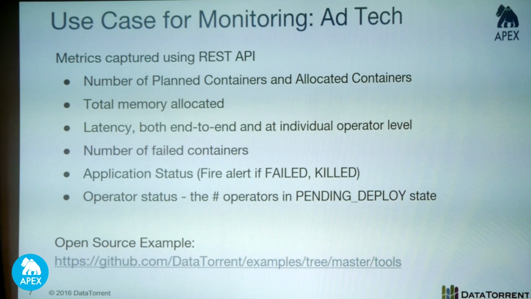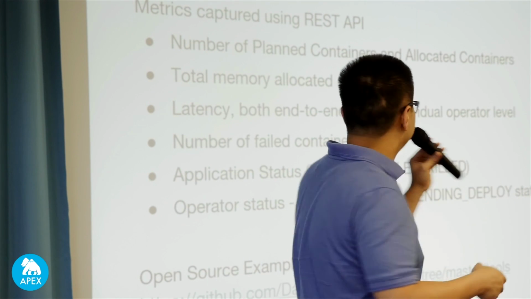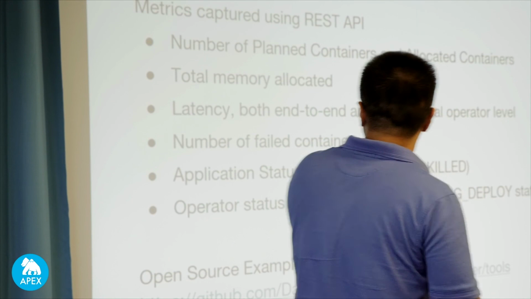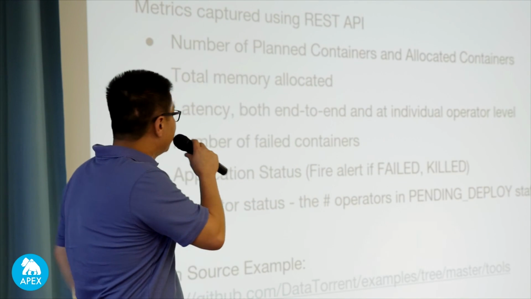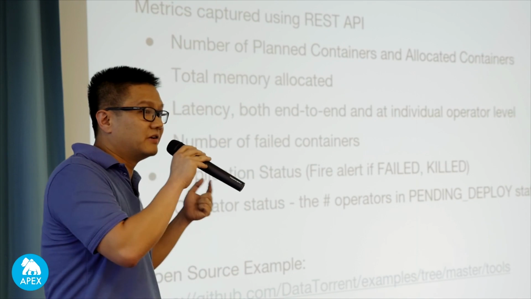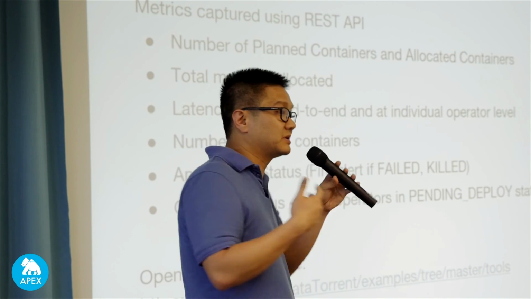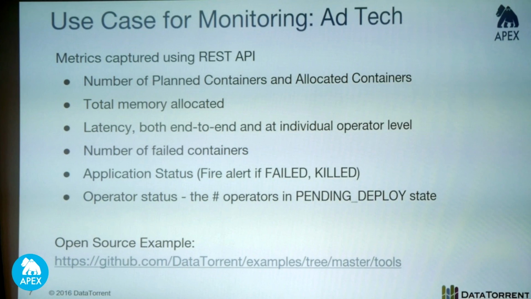So, just some more detail of the metrics that are captured using REST API. Right? So the number of planned containers and allocated containers. For example, if planned containers are actually more than allocated containers, that means Yarn is not allocating containers for your application. So there's some problem with resource allocation. Total memory allocated, this is pretty obvious. Latency, both end-to-end latency for the app and at individual operator level. And the number of failed containers, because if the container keeps failing, that indicates a problem. That needs to be taken care of.